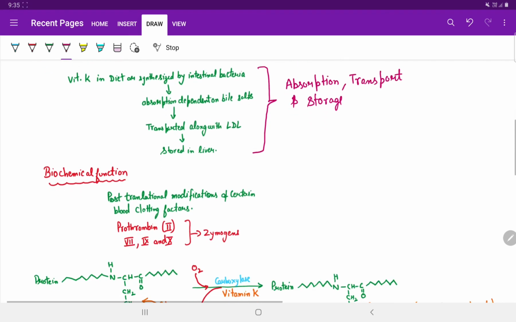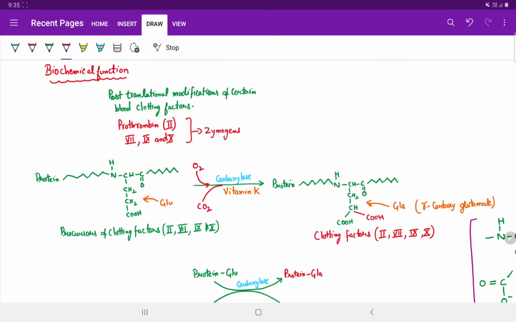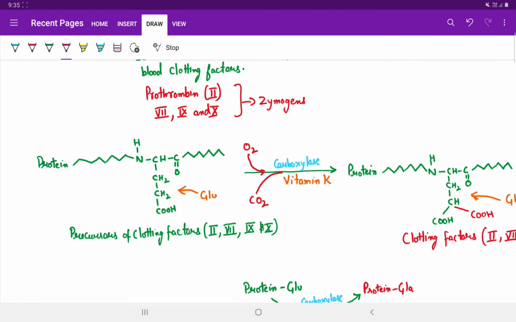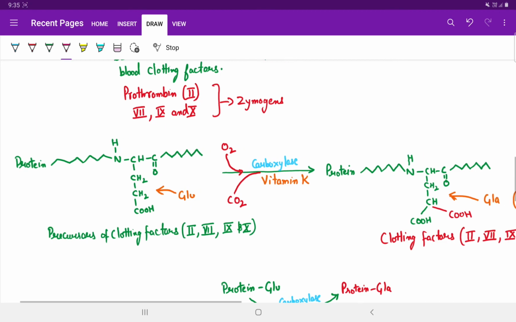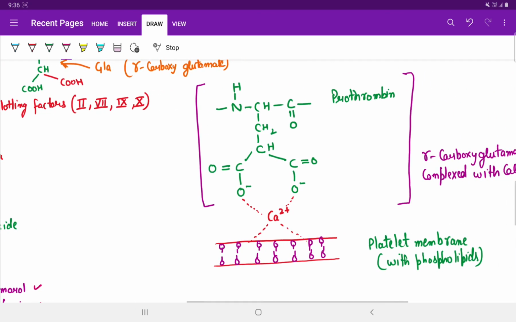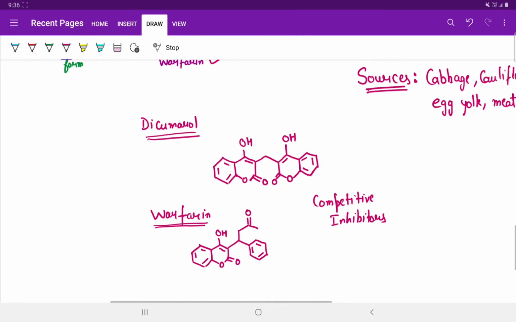Then comes the biochemical function, how it is related to the production of gamma carboxyglutamate. You can see here, it leads to the conversion of zymogens of clotting factors into the actual clotting factors in their active form, and this is the summary. Then how blood clotting occurs, the actual mechanism of complex formation with calcium, and finally the competitive inhibitors that inhibit the conversion of vitamin K from its epoxide form to the quinone form. So I hope the structures and the biochemistry of vitamin K are clear to you all now.